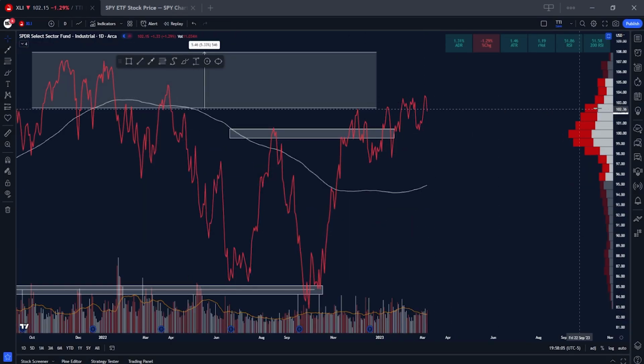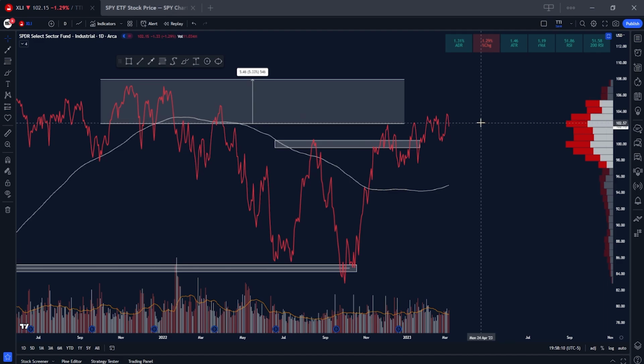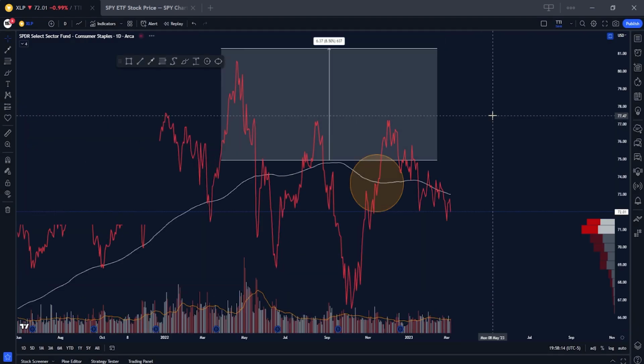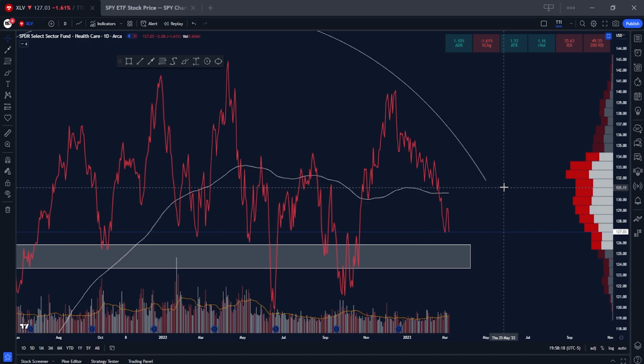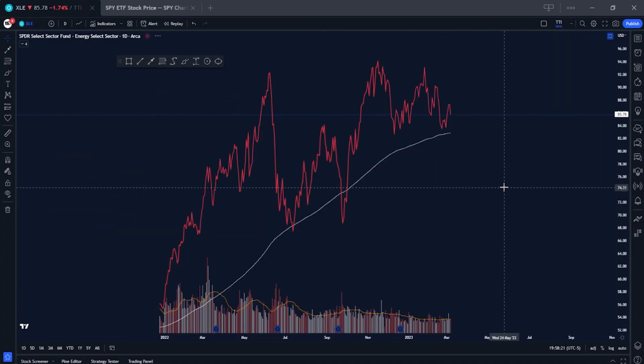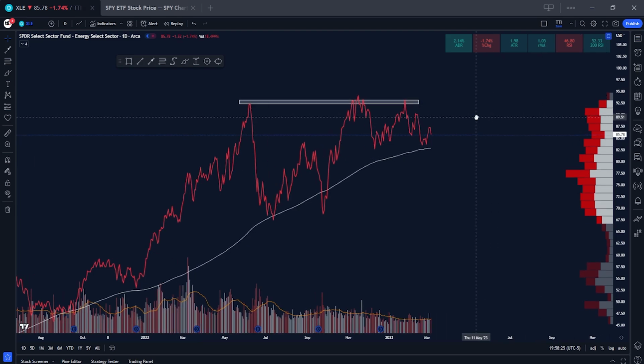XLI has held up very well, actually closer to all-time highs than not. So industrials are up. Tech is up. Communications are up. Consumer discretionary is up. What is not up? Consumer staples. This is down. What else is not up? Healthcare. This is down. Energy is holding up relatively well, below its all-time highs, but it's not performing well this year. We're in a downtrend this year. Every other area of the market on the offensive side is in an uptrend.